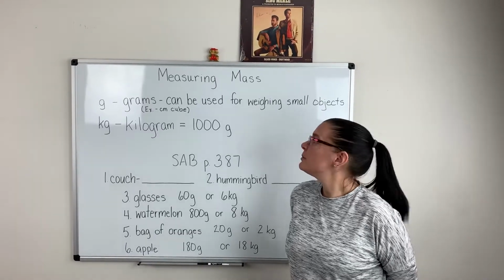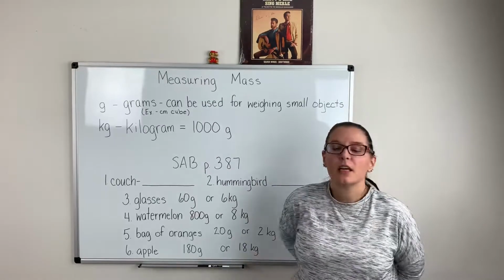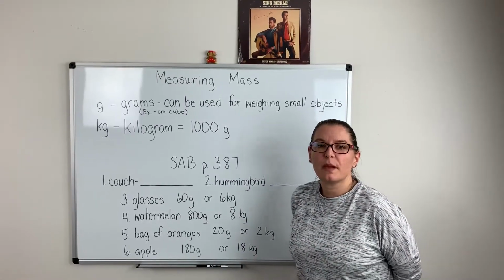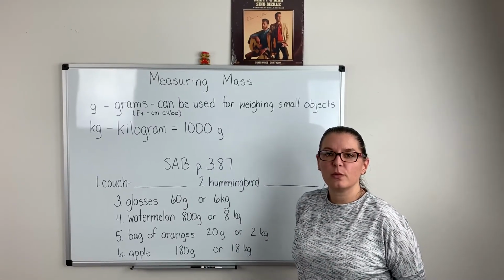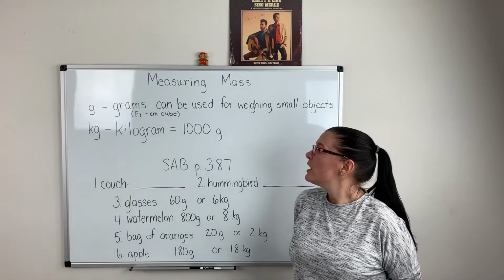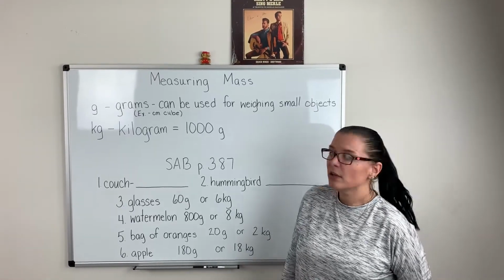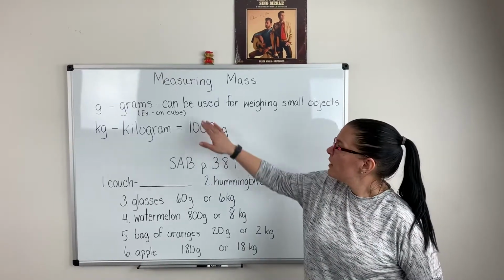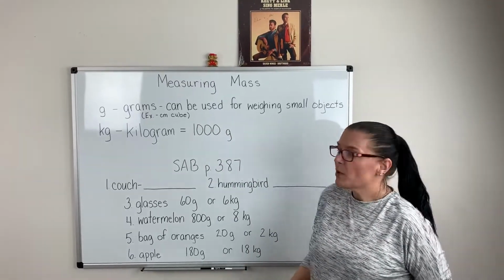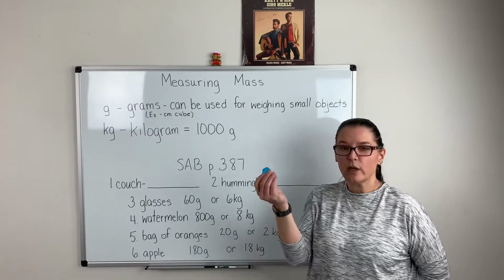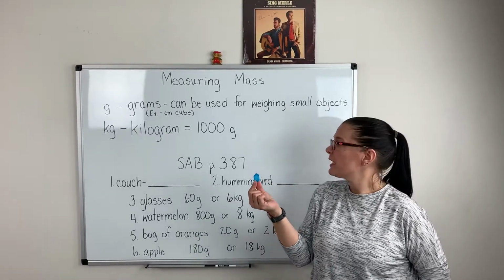Today we are going to be talking about measuring mass. Yesterday, if you remember, we talked about measuring volume, in which we use liters and milliliters. Today we're measuring mass, so we're measuring with grams and kilograms. And grams are usually used for weighing small objects. For example, this is a 1 gram weight from our science kit.